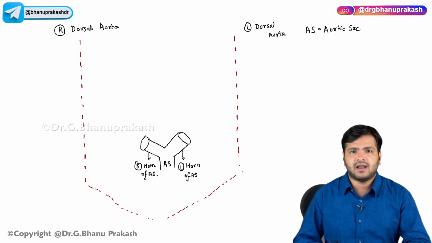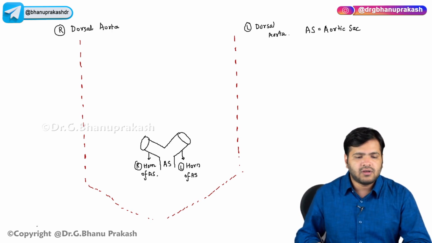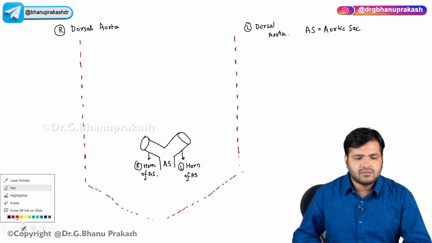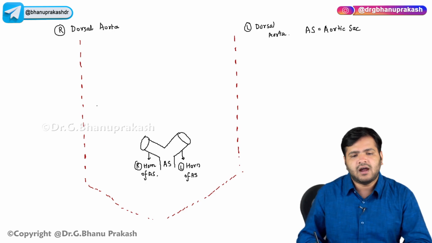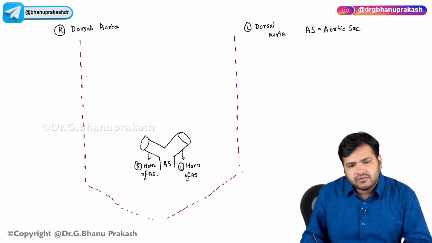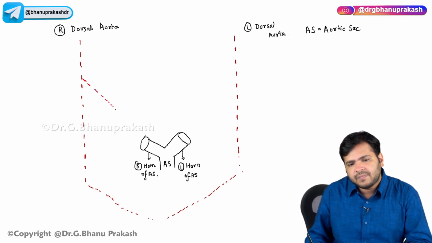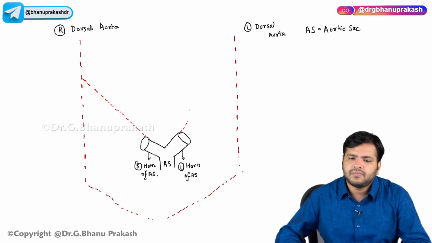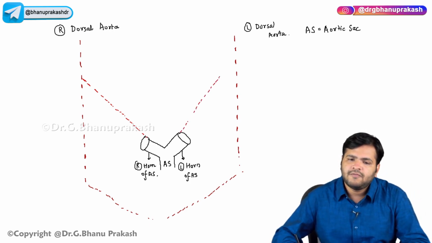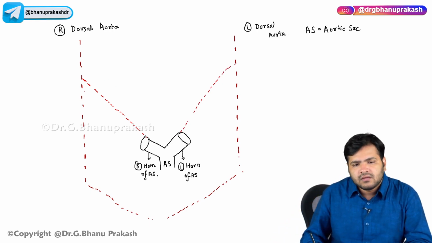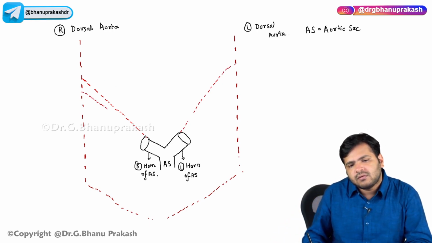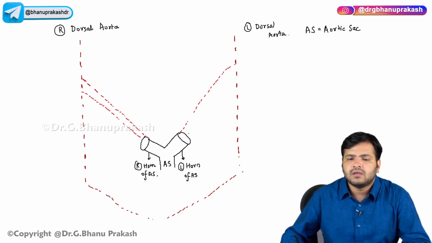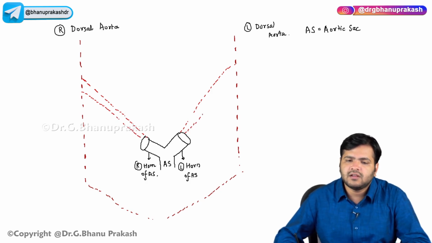Now we have the 6 pharyngeal arteries, right? They are connecting to the right horn and the left horn respectively. So just remember these 6 pharyngeal arteries over here. Try to draw them nicely. Let us suppose this is the first pharyngeal artery, and this is the second pharyngeal artery, okay?